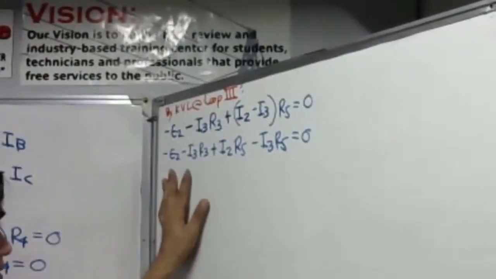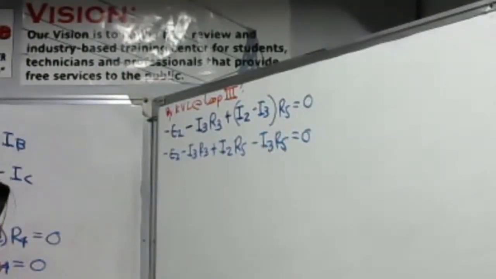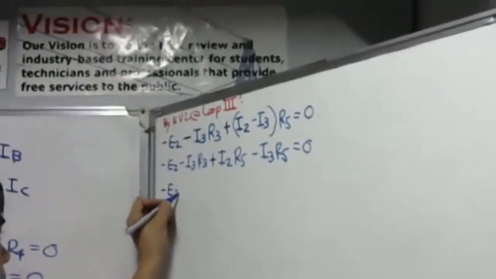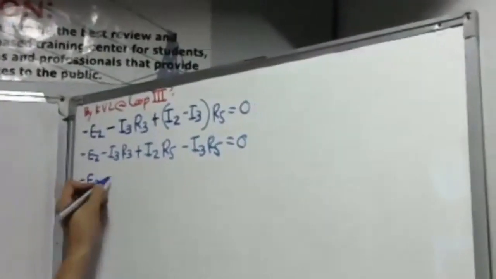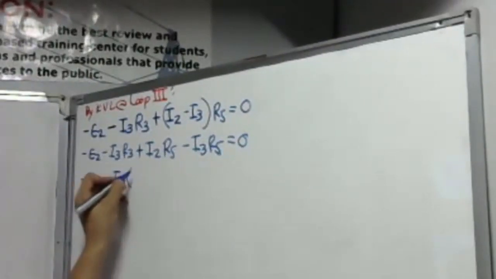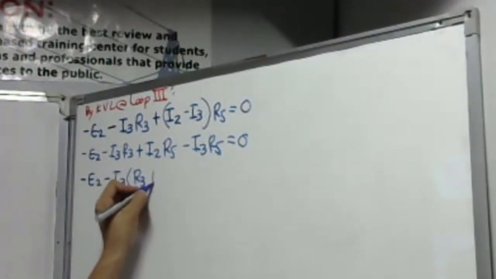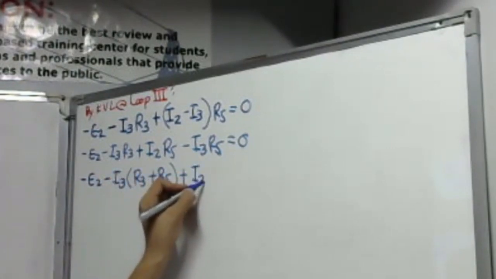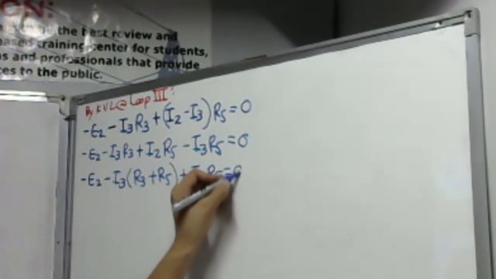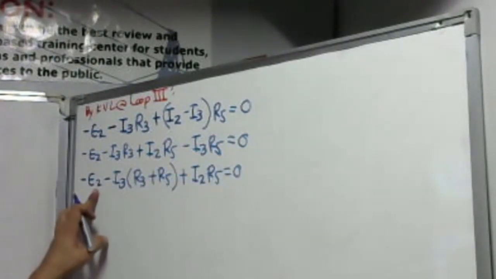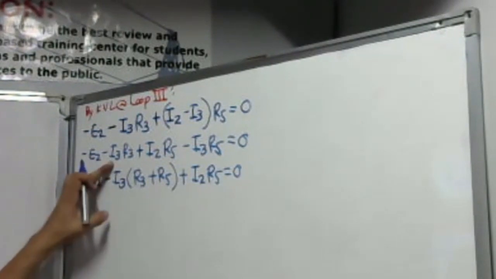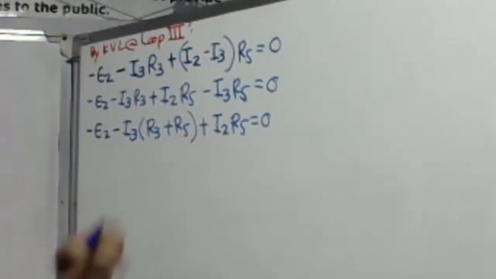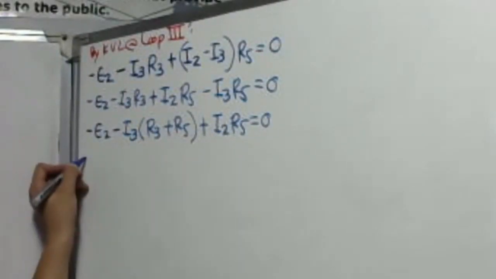So, tuloy natin. So, we have here our E sub 2, negative E sub 2. Let us factor out I3. So, negative I3, factor out natin. So, we have here our R3 plus R5, then plus I2, R5. Okay, is this correct? Let's double check. Negative E sub 2, then negative I3, R3, then negative I3, R5, then we have plus I2, R5. Okay, it's correct.